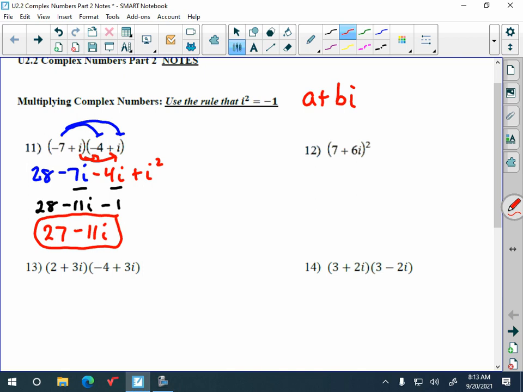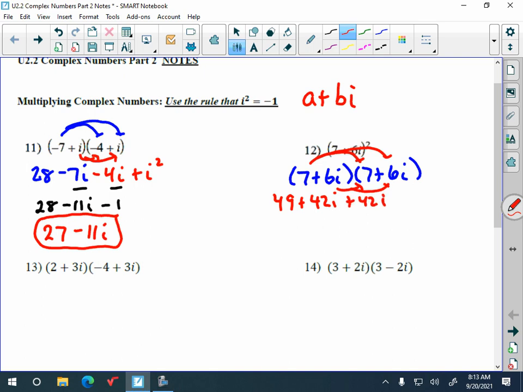All right, now number 12 says 7 plus 6i all squared. So remember, anytime we see a polynomial being squared, we want to write it twice. 7 plus 6i times 7 plus 6i. And then we'll go ahead and distribute. So 49 plus 42i plus 42i plus 36i squared.